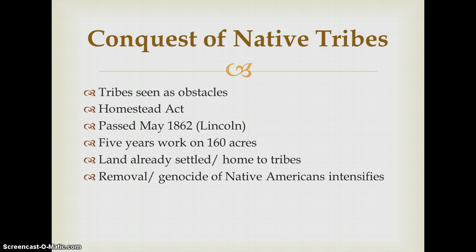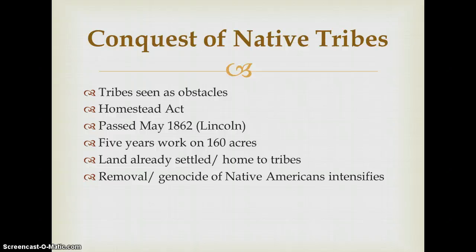The conquest of native tribes occurred bit by bit through western expansion. The tribes were seen as obstacles. They had established homes all across the continent. These were homes Americans felt was their right to take through the ideas of Manifest Destiny.